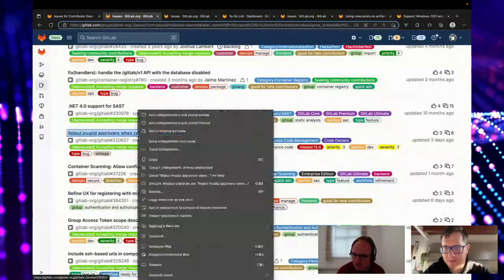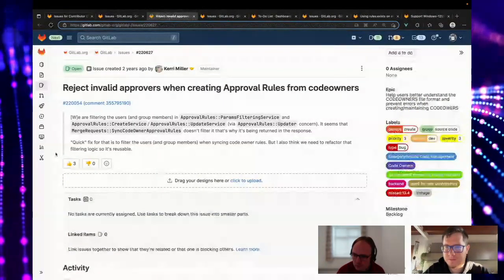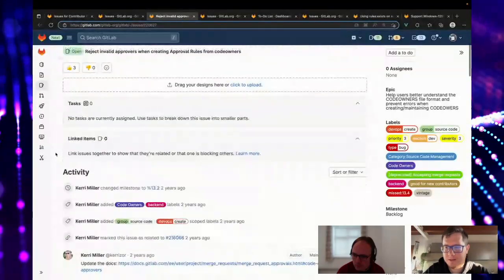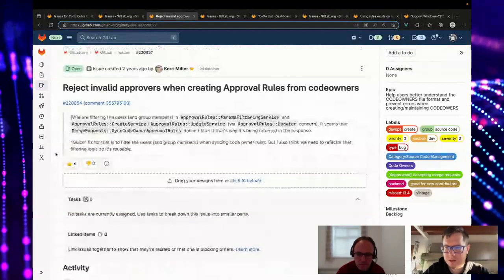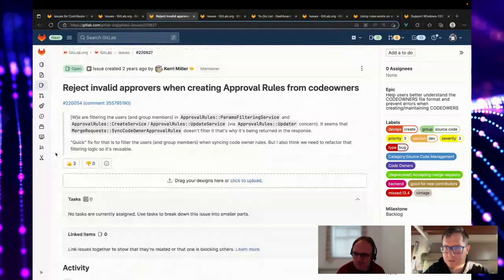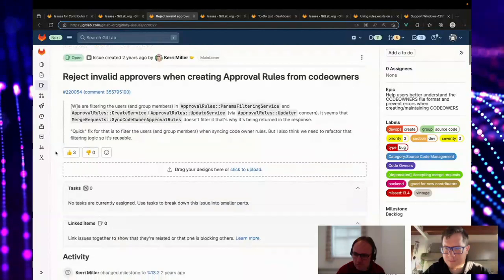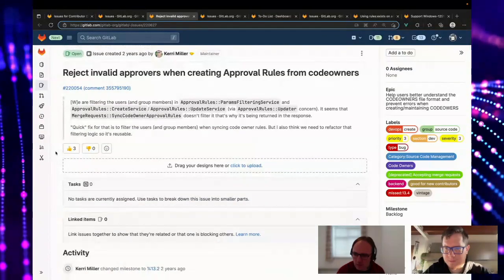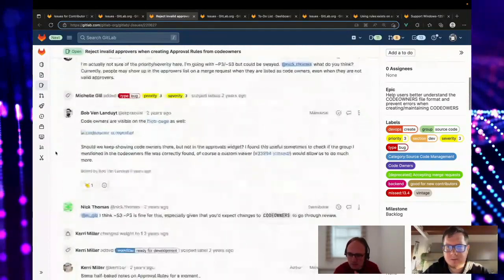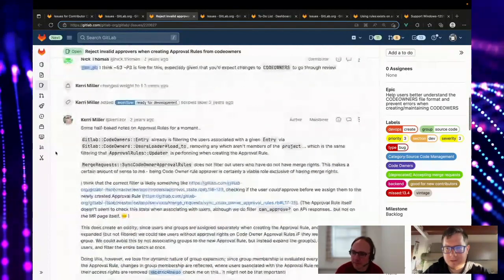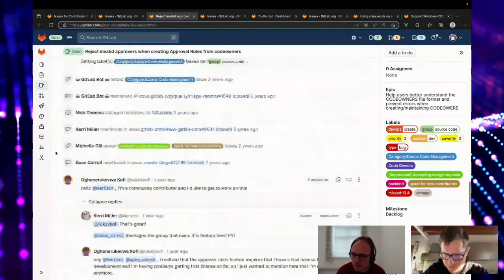I skipped this for approval rules, but I'm going to have a look because this is kind of a nightmare to debug, I think. Oh no. Yeah, I remember Lee struggled a lot testing code owners because they are asynchronous.